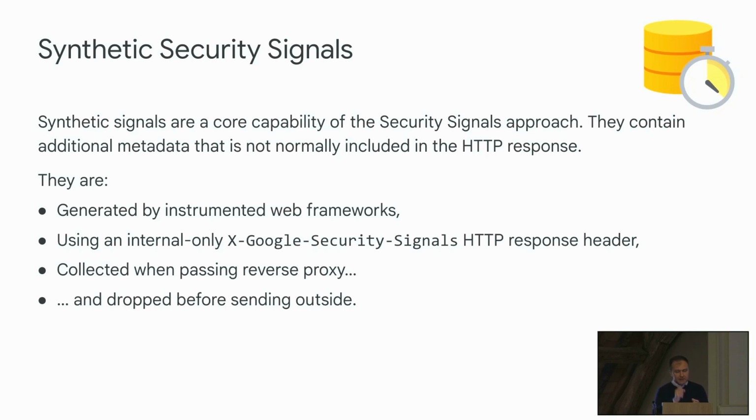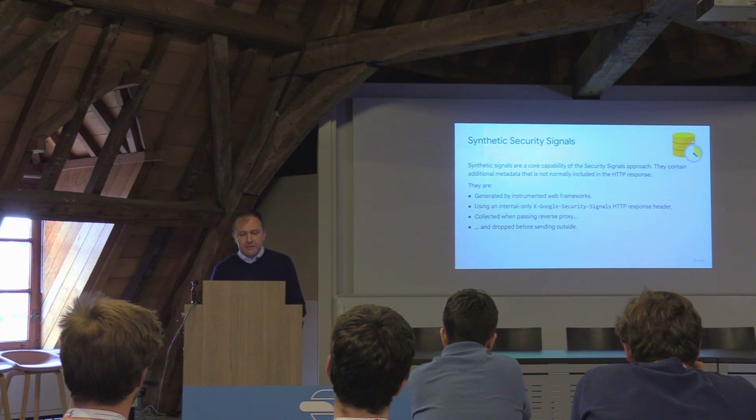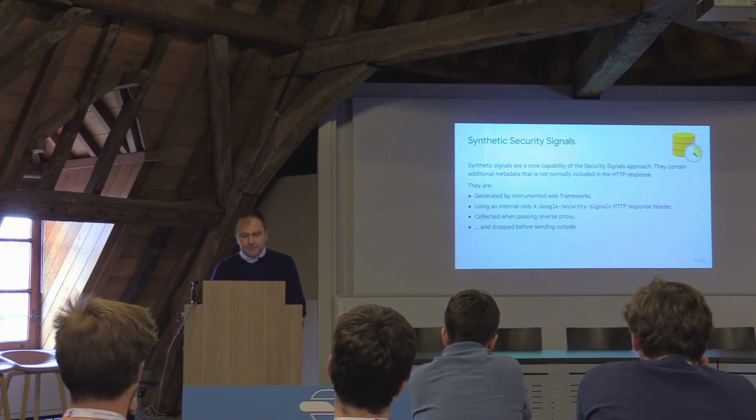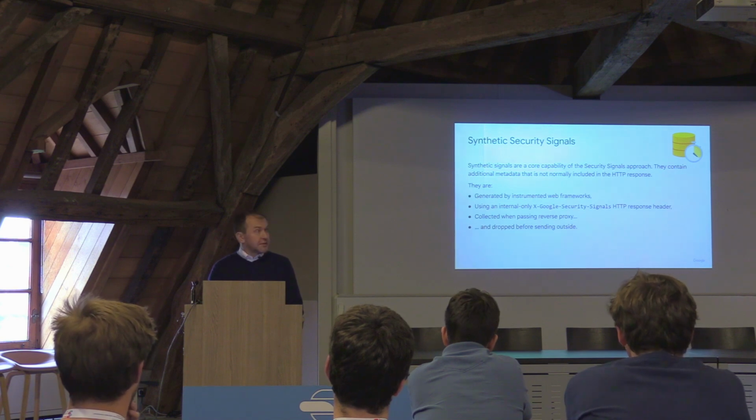It's collecting the signals, but just after that, it's dropping this header. This header is not leaving Google. It stays, it's blocked by the reverse proxy. Of course, this is not the only X Google header, which are internal headers. There are many others, so we didn't invent it, we didn't implement new pieces of infrastructure there. We just used the existing ones, but it's very, very helpful for us as Google security signals.